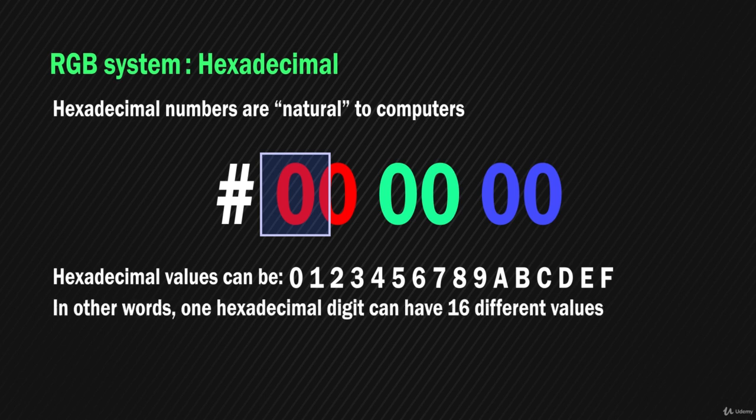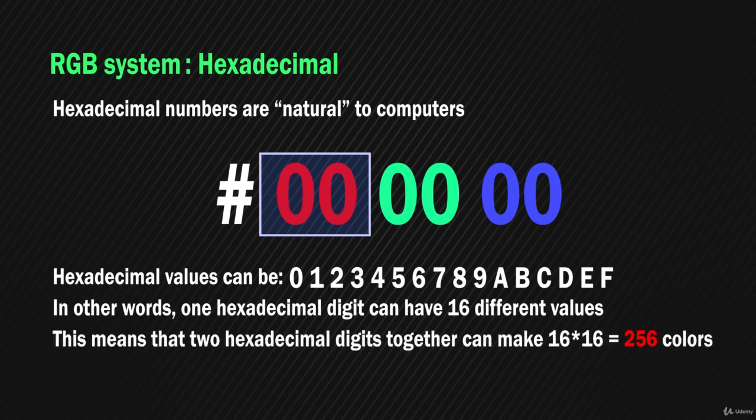In other words, one hexadecimal digit can have 16 different values. Okay, Clyde, that's cool, but there is not only one digit for every color. I can see that there are 2 digits there. And that's a good question. Now we've got 2 digits. Each can have 16 different values. This means that 2 hexadecimal digits combined together like this can make 16 times 16 is 256 different colors.